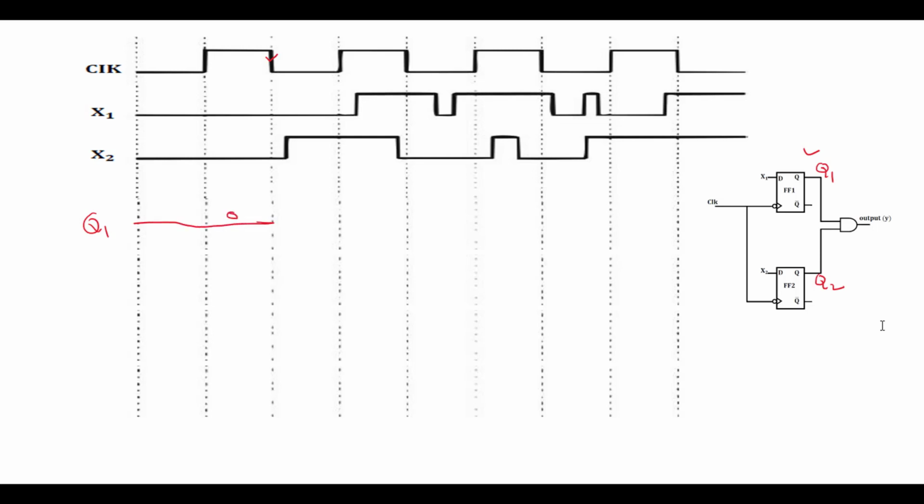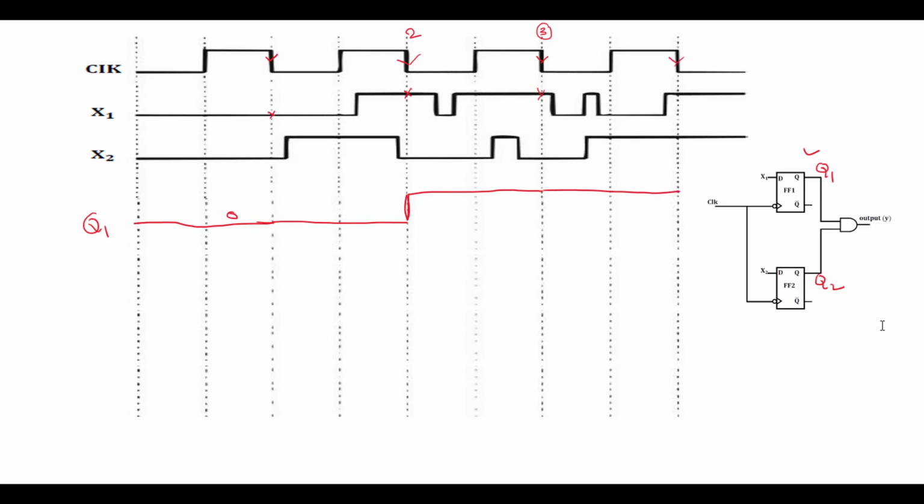At this clock transition, the X1 input is logic 0, so the output will be 0 till the next clock edge. At clock edge 2, the X1 input is logic 1, so Q1 is also logic 1. It maintains this logic 1 value till the next clock edge. At clock edge 3, the X1 input is logic 1, so it will be logic 1 till the next clock edge.